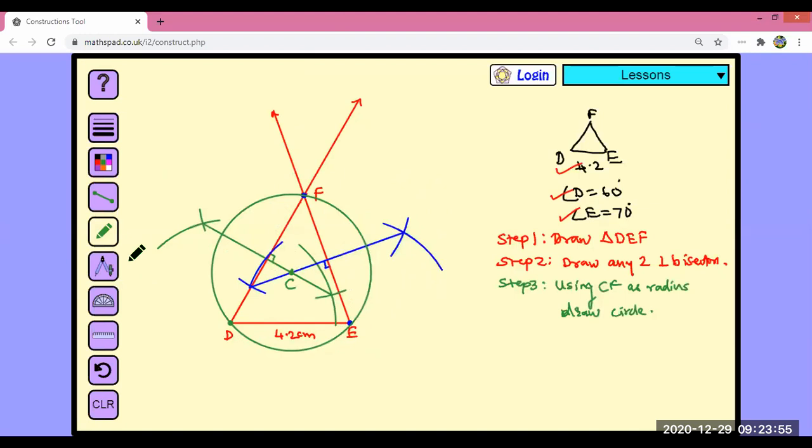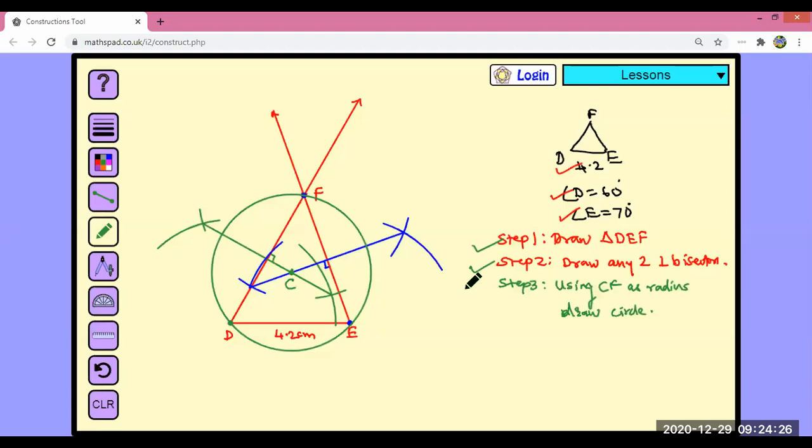The circle would pass through each of the vertices. Okay, so this is how you get the circumcircle. Once again I will repeat the steps. Step one, draw the given triangle. Step two, draw any two perpendicular bisectors. Once you draw the perpendicular bisectors, the point where the perpendicular bisectors meet is the circumcenter.